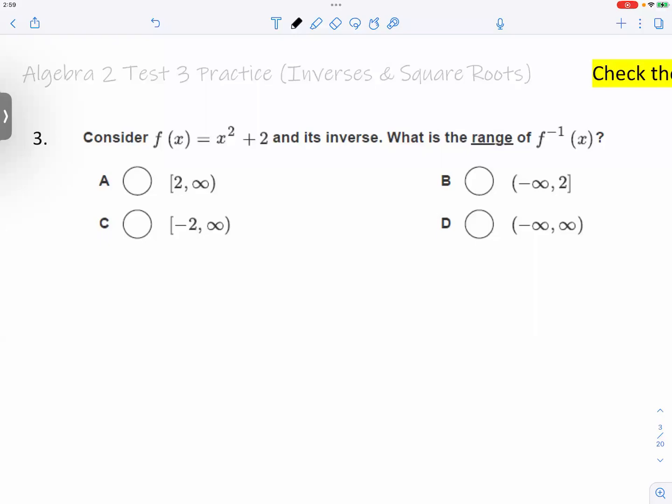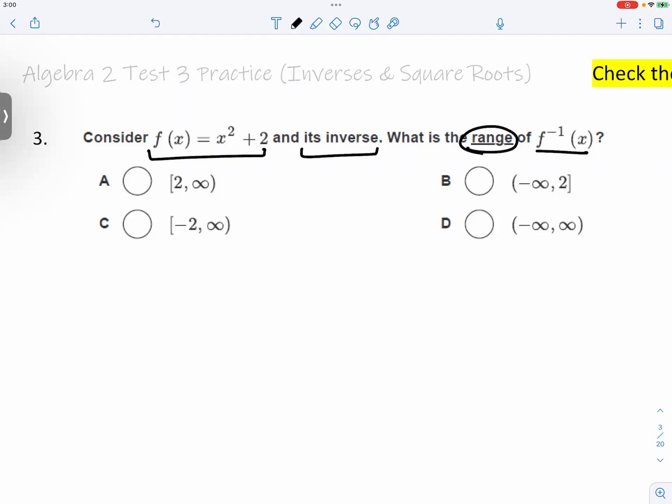All right, for number three, it's asking you to consider this function and its inverse. It didn't give it to you. Do we have to find it? We'll see. It's asking for the range of the inverse. Okay. Now, could you find it?